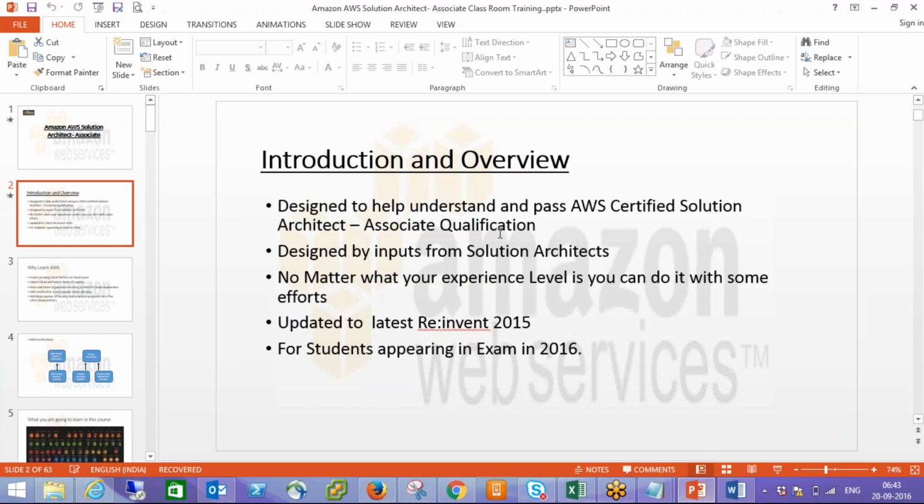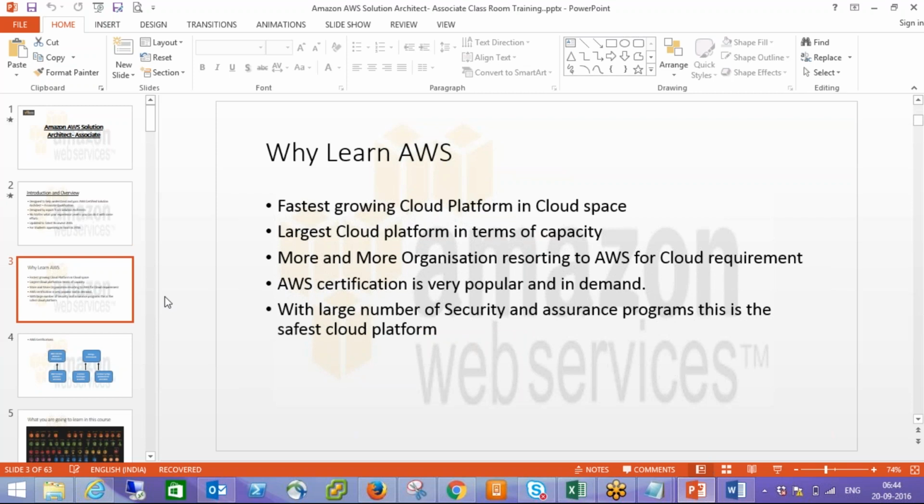And this course has been updated till last reInvent 2015. Now, reInvent is a conference held every year in Las Vegas by AWS, where they launch their new products, new services, and this has been updated till 2015. So any service that was launched till last year, 2015, is included in this course, and that is what the ask is for the exam that is coming up for 2016. For this year, reInvent is scheduled in November in Las Vegas, 2016, and a few more services will come up that would be part of exams coming up next year in 2017.